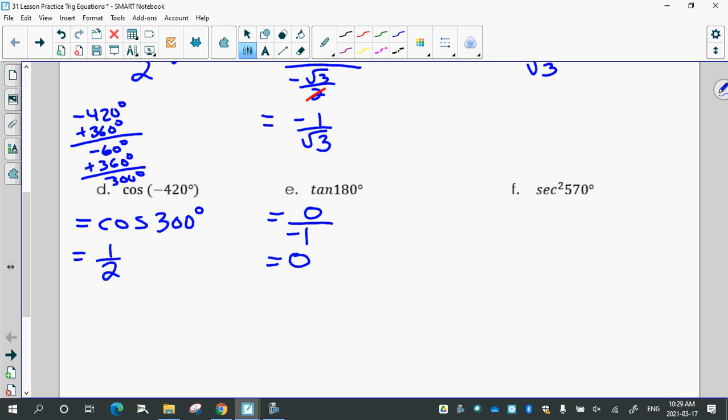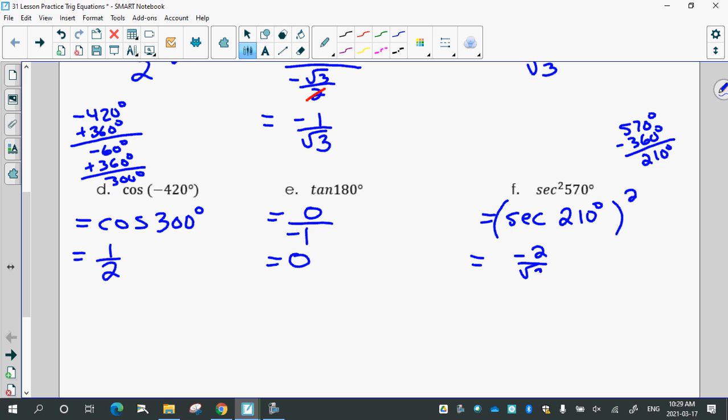Sec squared of 570. So I can combine two steps, I guess. I can figure out what 570 principal angle is, and then show it being squared. 210. And then for sec, I'm going to look at the x value and flip it. So the cos of 210 is -√3/2. So the sec is going to be -2/√3. But then we're squaring that. And then we're going to square the top. So -2 times -2 is +4. Square the bottom, square undoes square root, so it should be 4/3.